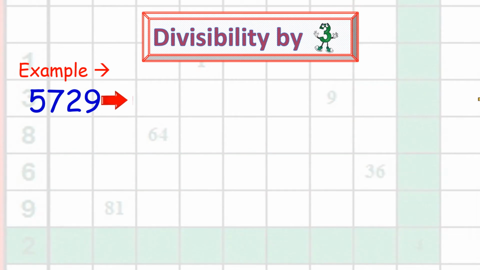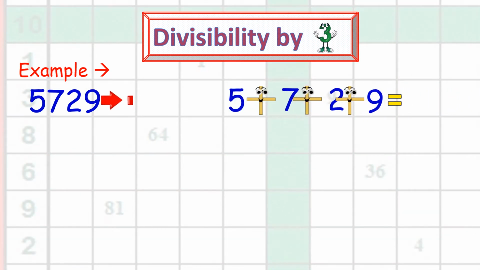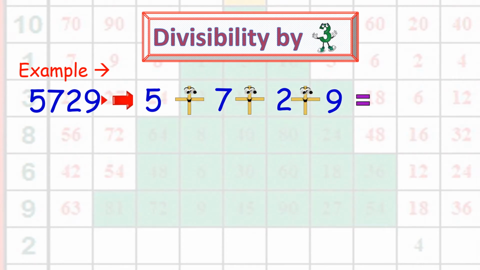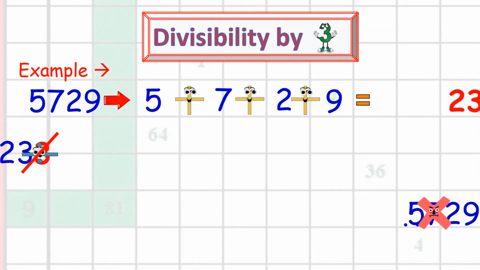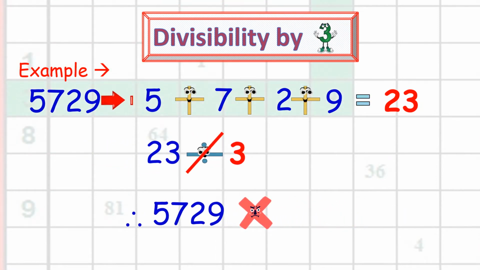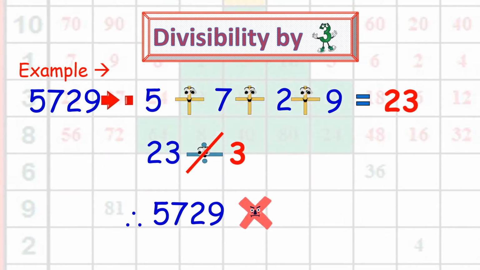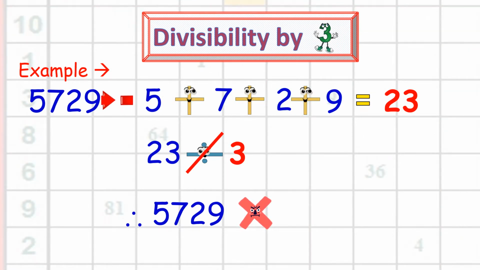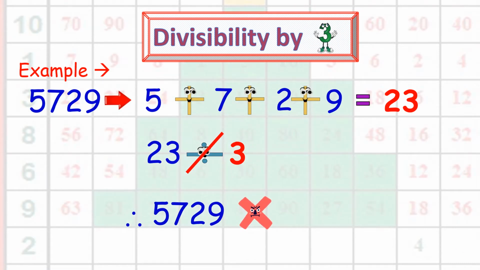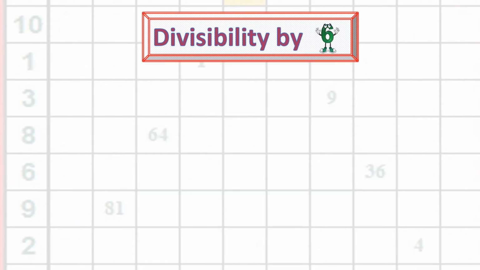Let us consider another example. 5729. Let us add the digits. So that is 5 plus 7 plus 2 plus 9. Let us see what we get. Now the sum of the digits is equal to 23. Now 23 is not divisible by 3. So 5729 is not divisible by 3.